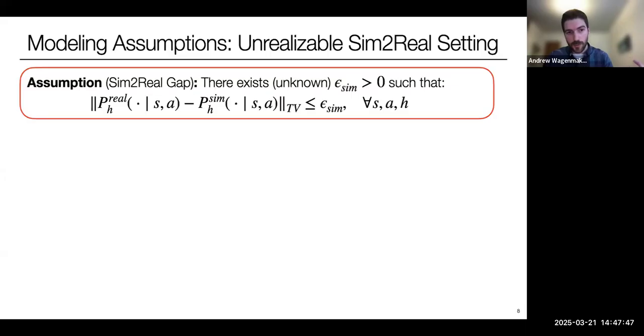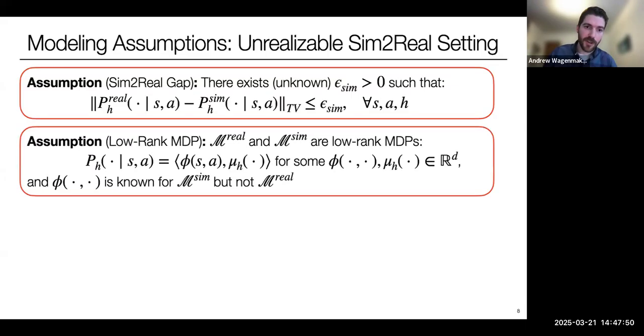Now we'll also assume, to enable us to prove things about this setting, that our MDP has some nice structure. In particular, we'll assume that both M real and M sim are low-rank MDPs. For those not familiar with this setting, this basically just means that the probability transitions in my MDP are an inner product of some feature vector phi of s, a and some measure mu. The takeaway is that you can decompose your MDP in some linear fashion, and this allows us to learn efficiently over feature space. This is a fairly canonical setting in the RL literature.